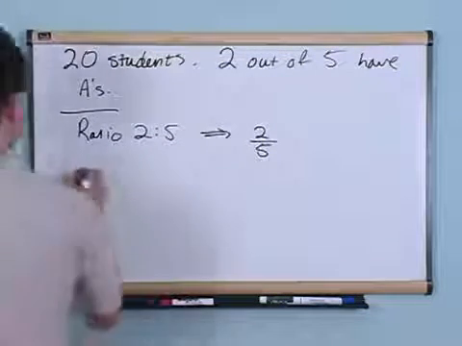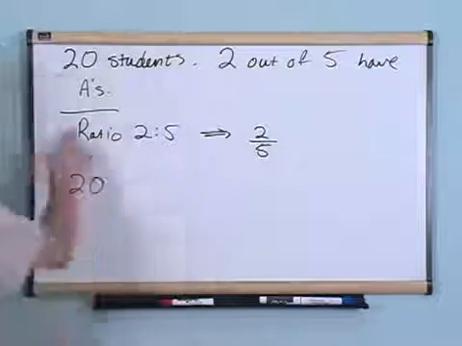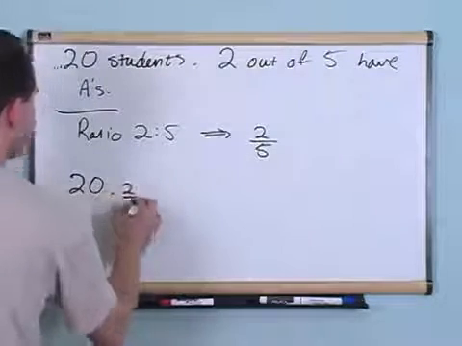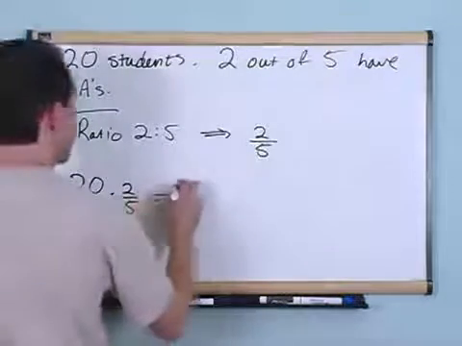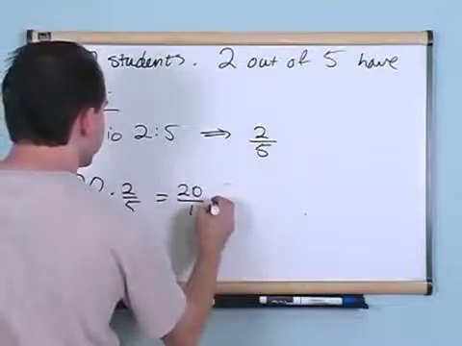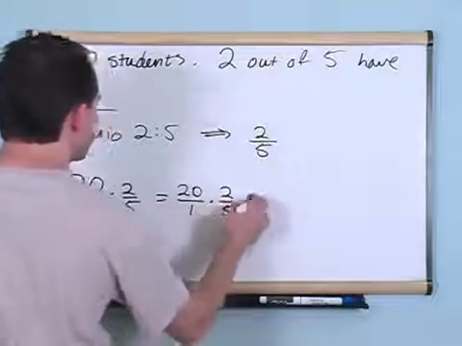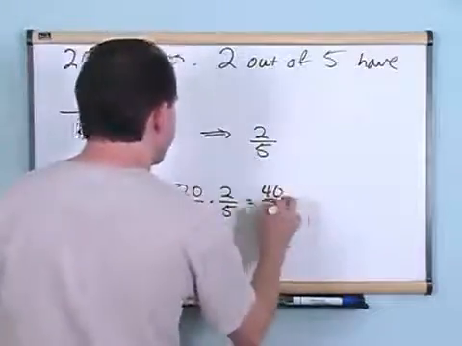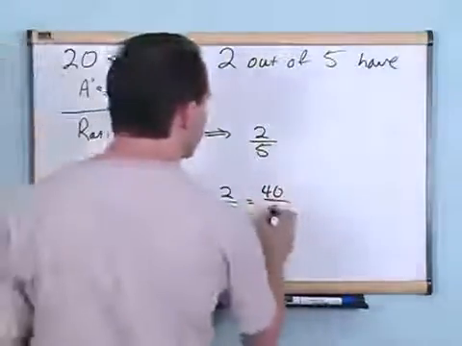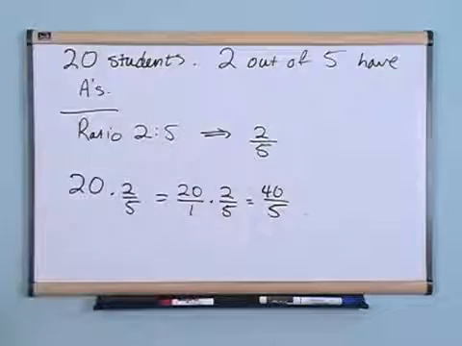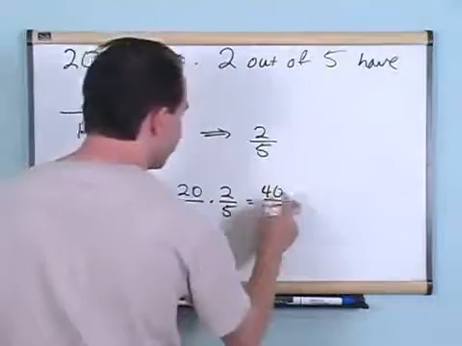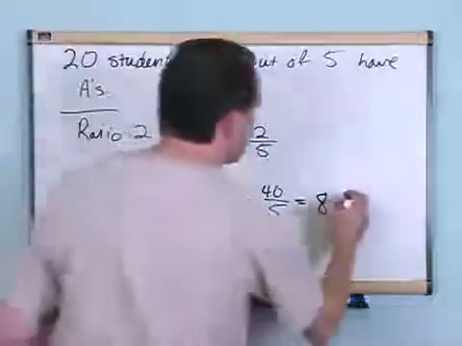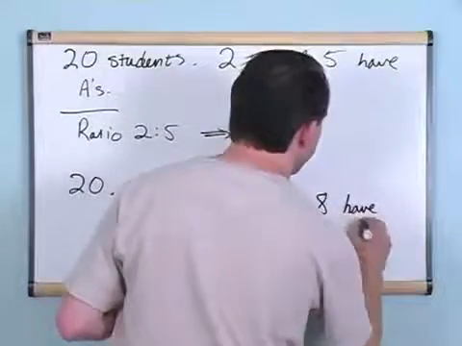Okay? So in order to find out the total number of students, you just take the total number of students, multiply by your ratio, which is 2/5. Now I'm going to make this 20 over 1 in order to multiply fractions, just like before. 20 times 2 is 40, and 1 times 5 is 5. Now to simplify this, 40 divided by 5, using multiplication tables, is 8. So 8 students have A's.